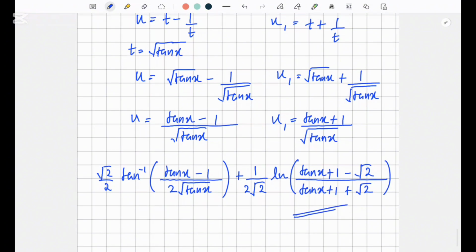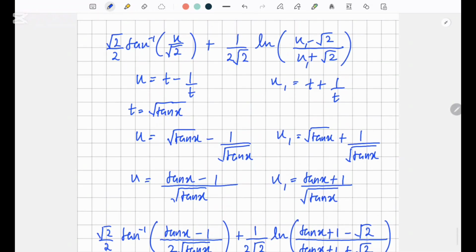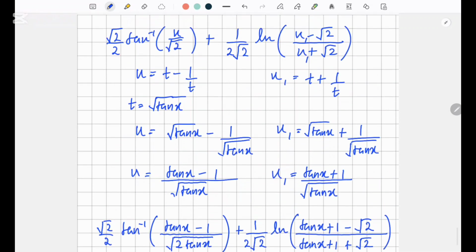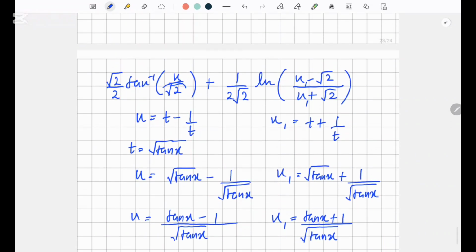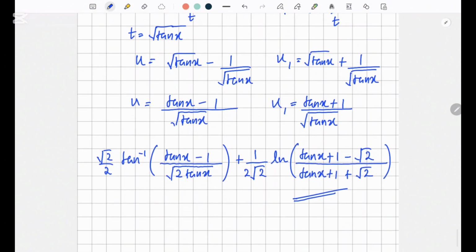Oh, hold on a minute. I think I made a mistake here. So for tan inverse, it was u over root 2, right? So this has to be root 2. So instead you could just write root 2 inside. By mistake we wrote 2 instead of root 2, that's wrong. So yeah, this is your final answer, right?